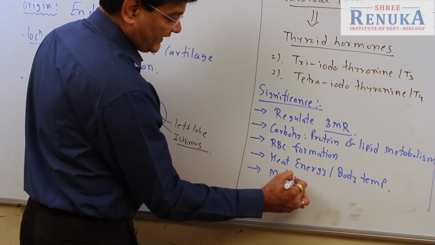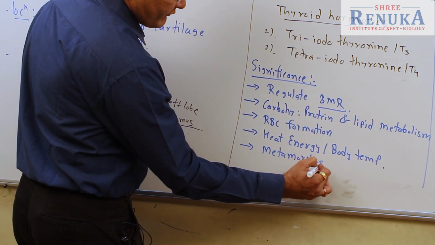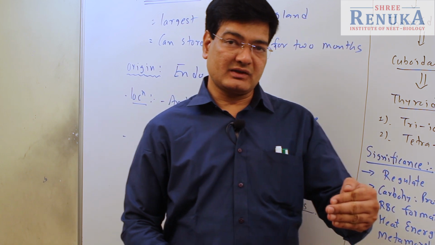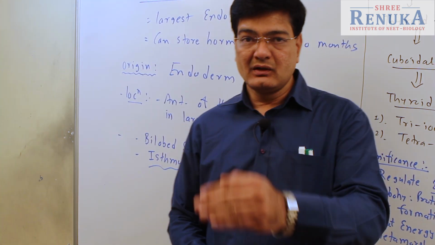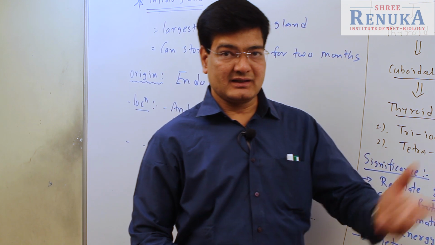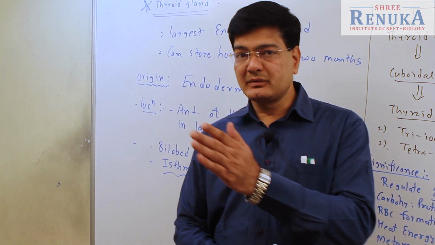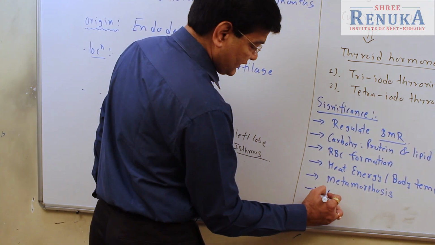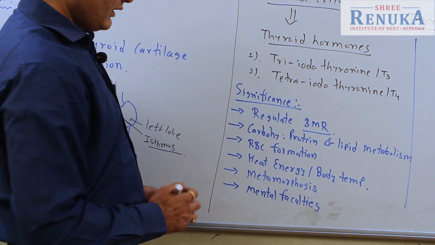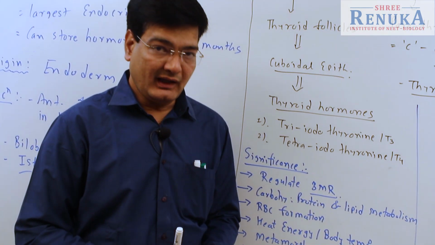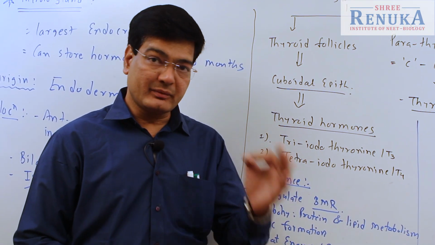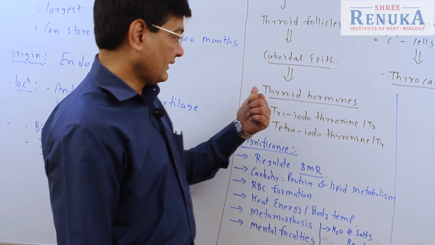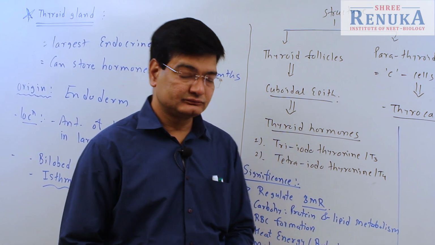In animals, metamorphosis is also regulated by the hormones of the thyroid gland. Metamorphosis is the change in body organization from larva to adult, as we easily observe in the transformation of the tadpole into the adult frog. This hormone also regulates mental faculties or mental abilities of the organism, as thyroid hormones are required for brain development. Water and salt reabsorption is also carried out by the thyroid hormones.